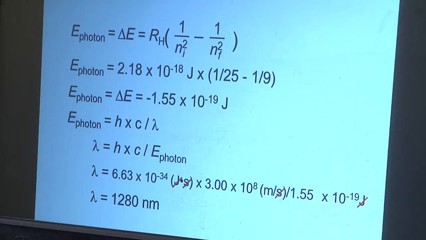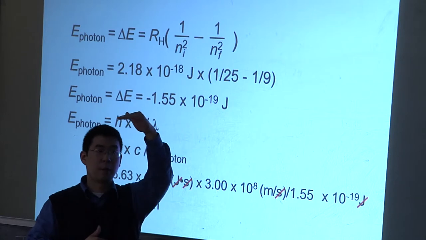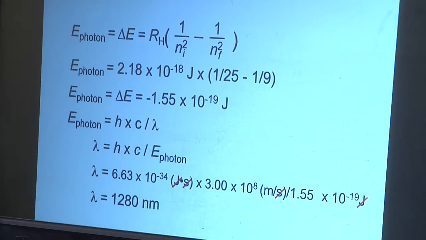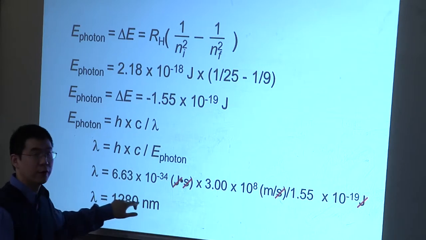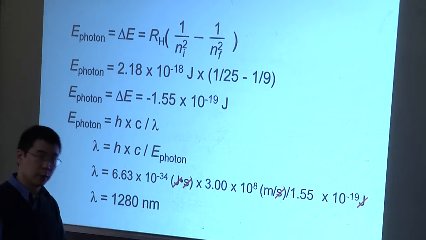Here's another trick question. Let's say you wanted to excite the electron from the n equals 3 state to the n equals 5 state. What would delta E be? Positive, 1.55 times 10 to the negative 19th. It would be the exact same because it's the same distance. But it's in the opposite direction. It's going from low energy to high energy. The system is gaining energy. And so you would have the same wavelength of light, except instead of coming out of the system, it'd be going into the system.